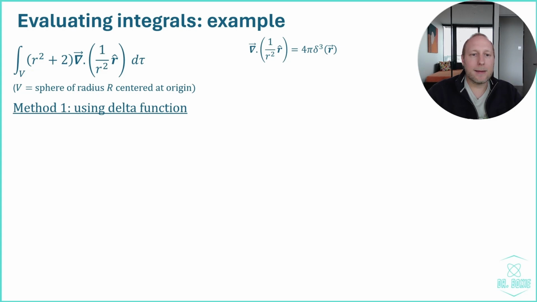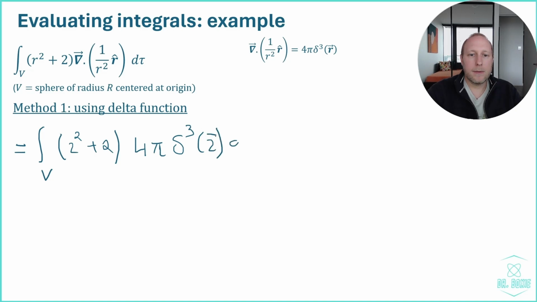Now I want to calculate this integral over the volume of a sphere of radius capital R centered at the origin. Notice that indeed the divergence of 1 over r squared r hat is exactly the expression we found, which is 4 pi times the three-dimensional delta function. And so if we apply this, we find that this integral is equal to the volume integral of r squared plus 2 times, and I replace this divergence by the three-dimensional delta function, so we get 4 pi times the three-dimensional delta function, r d tau.